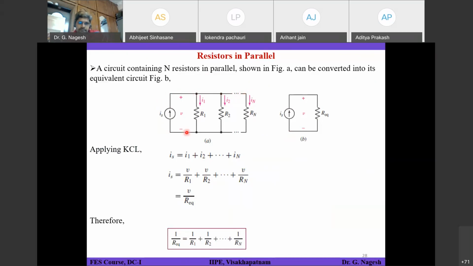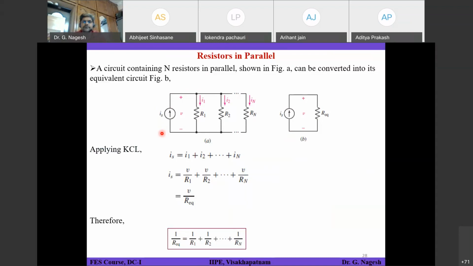The potential of this part is also completely the same. So you can consider this entire top line as one node and this entire bottom line as another node. And all the elements are connected between those two nodes. That's why all these elements are connected in parallel. When they're connected in parallel, obviously the current flowing in the different parallel paths will be different. It will be determined by the resistance value.